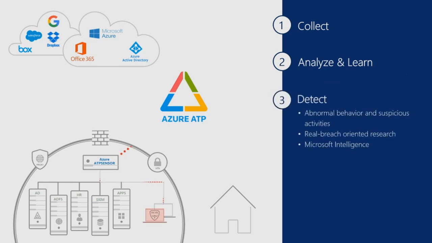So now that we've analyzed and learned how the entities operate and behave, we begin detecting. So we detect abnormal behavior. Abnormal behavior are basically statistical models or machine learning models where we learn how the entities, how the users normally operate within the organization. What are the normal resources they're accessing? What are the normal devices they're using? And then we detect abnormal behavior.